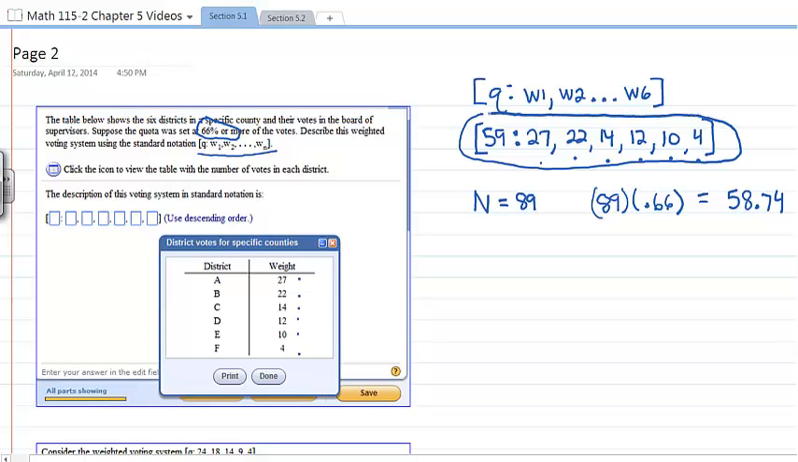Now, I do want you to notice something here. The quota is not necessarily just rounded. This time 58.74 rounds to 59, but what if it had come out 58.2? Well, the directions say 66% or more. In this case, if it had been 58.2, the quota still would be 59. You wouldn't just round to 58, because if you're at 58, you wouldn't quite have the 66%. You've got to make sure you have that percentage. So it usually is the next whole number up, in this case 59.